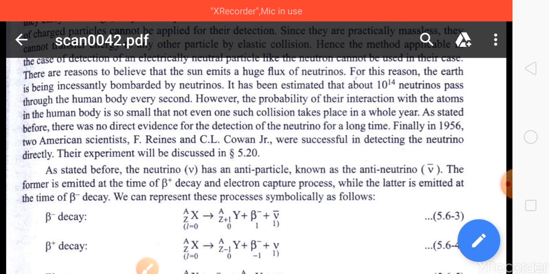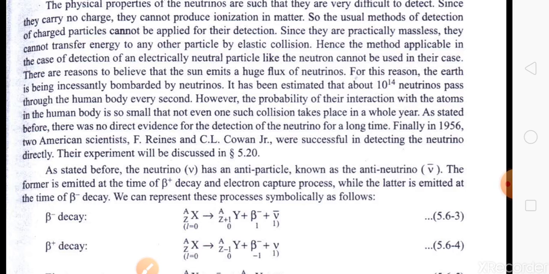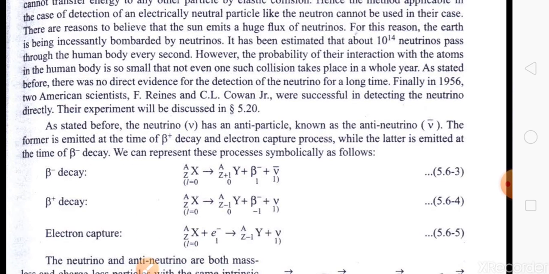As stated before, there was no direct evidence for the detection of the neutrino for a long time. Finally, in 1956, two American scientists, F. Reines and C.L. Cowan Jr., who was the junior of F. Reines, were successful in detecting the neutrino directly. Their experiment will be discussed later.